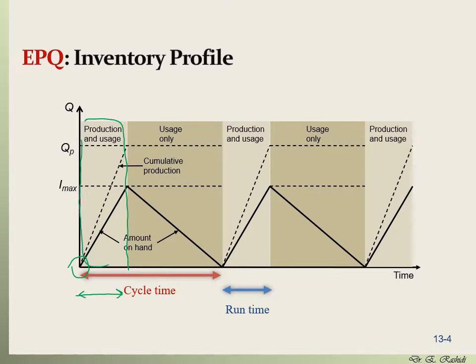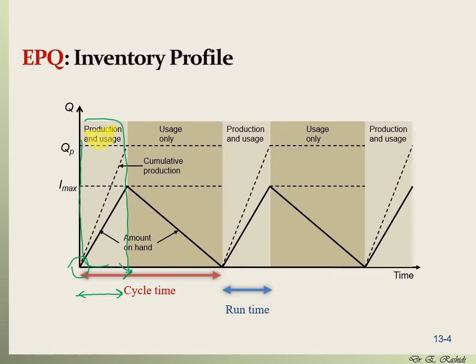So this is when we start production and we produce up to this point. But at the same time, every day that we produce, we also have a constant rate of usage. So this timeline shows the production and usage both.